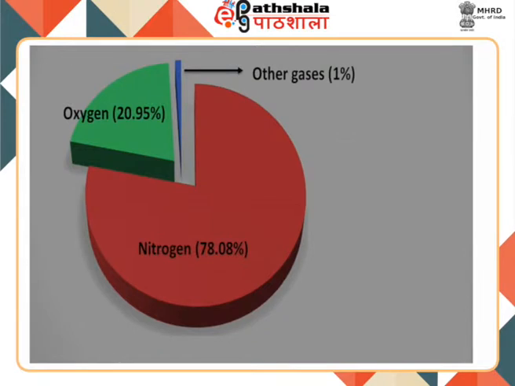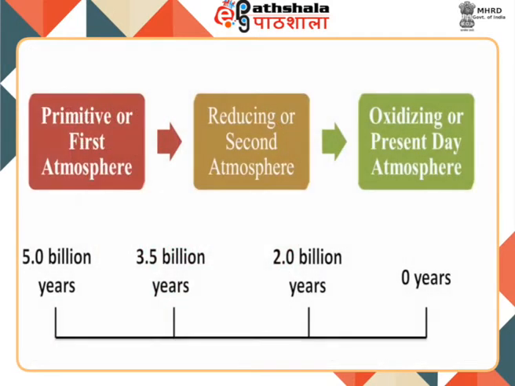The large proportion of the atmosphere is covered by nitrogen, which is followed by oxygen and other gases such as carbon dioxide, carbon monoxide, ozone, water vapor, etc., which form a small fraction of the atmosphere. The atmosphere has not always been the way it is today. It has evolved like everything else.